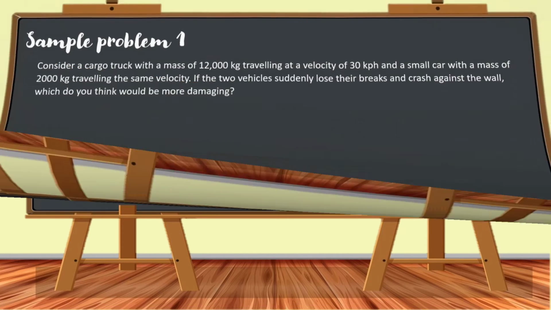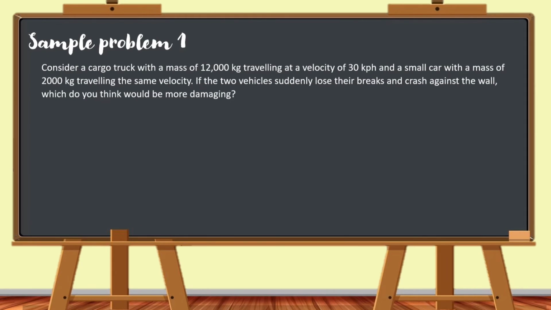Now, let us have a sample problem. Consider a cargo truck with a mass of 12,000 kg traveling at a velocity of 30 km per hour and a small car with a mass of 2,000 kg traveling at the same velocity. If the two vehicles suddenly lose their brakes and crash against the wall, which do you think would be more damaging? Now, let us have the solution.